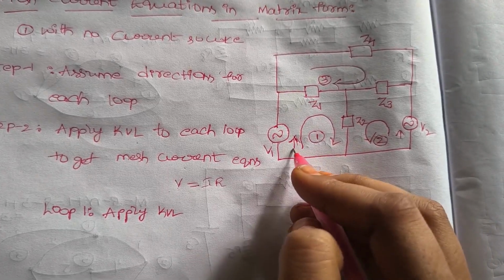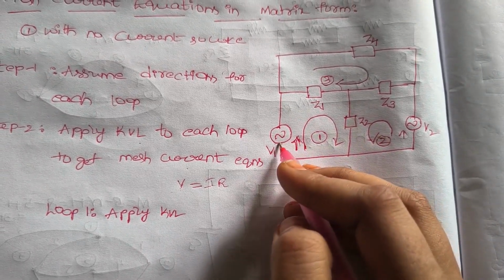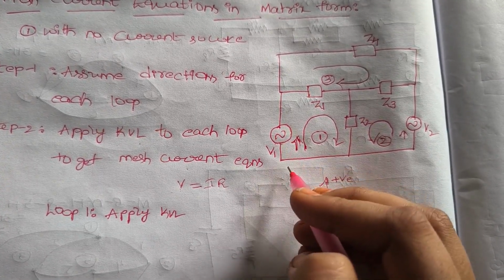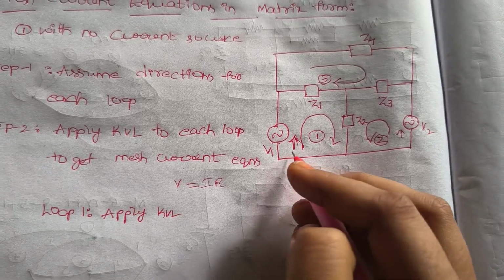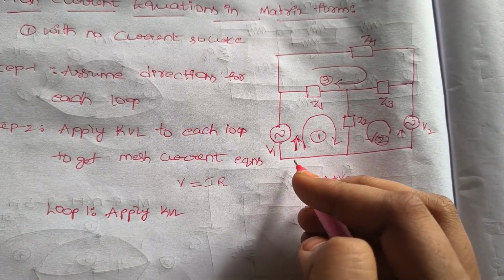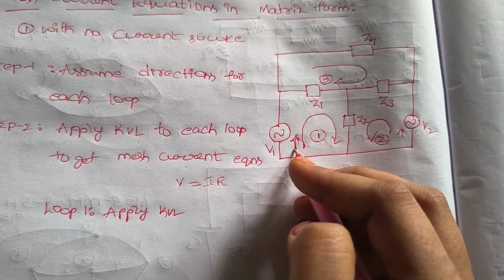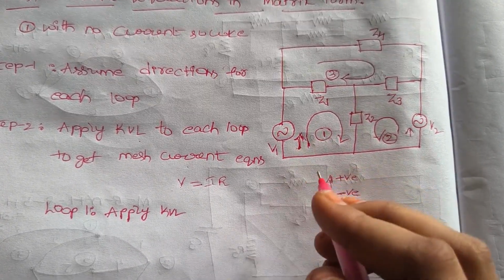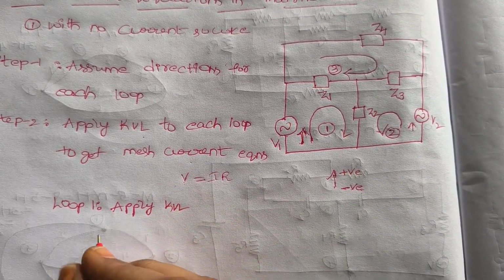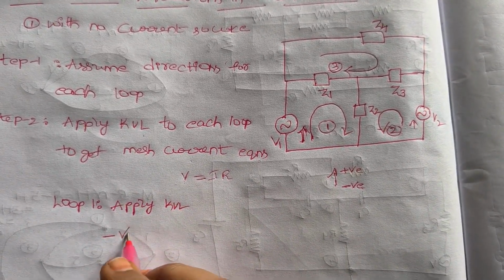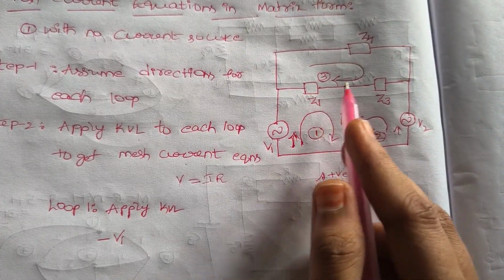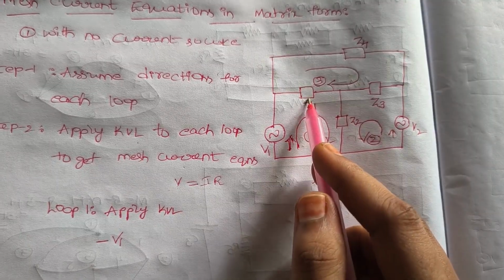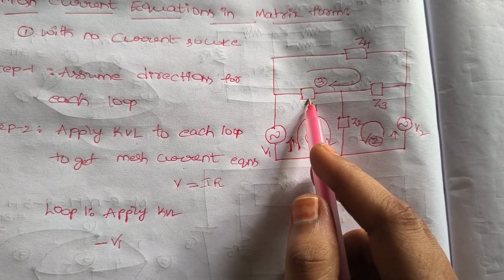First, the current travels through the voltage. For the V1 voltage, the current first enters the minus end. Here this end we have taken as the negative direction, so the current first travels into the voltage at the negative end. So we have to write minus V1. And for the other elements, resistors or impedances, we take positive values.